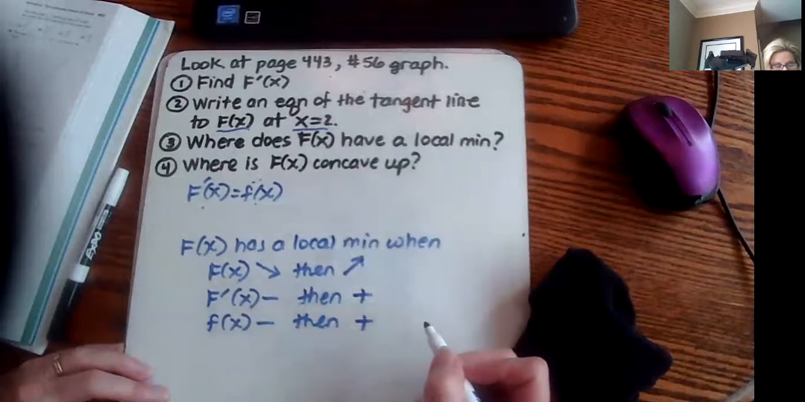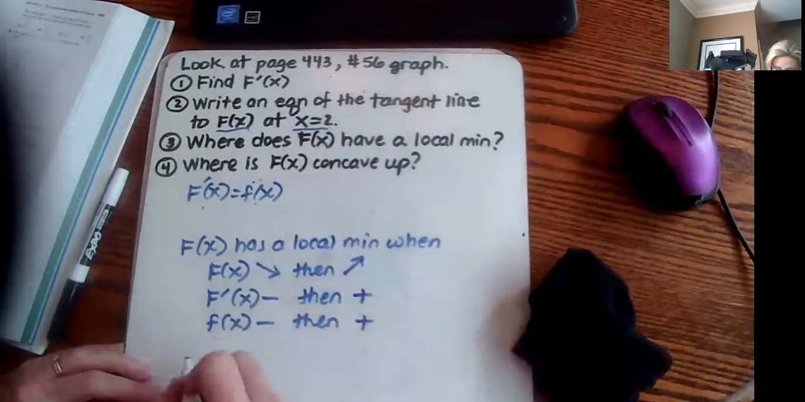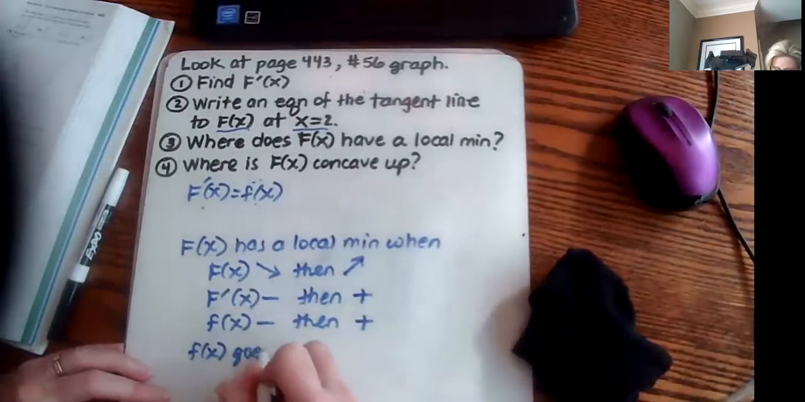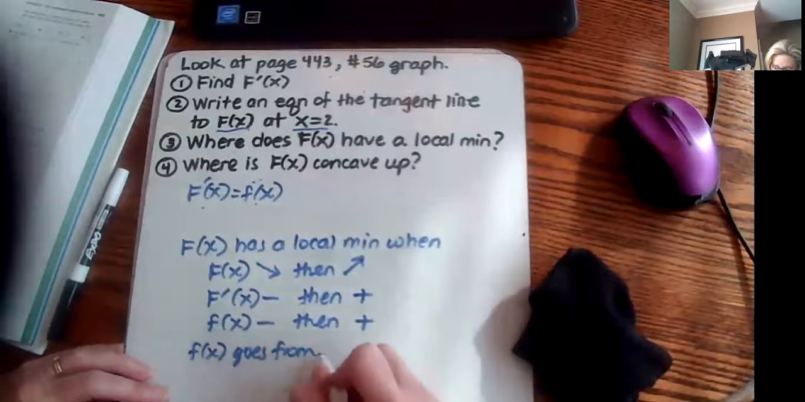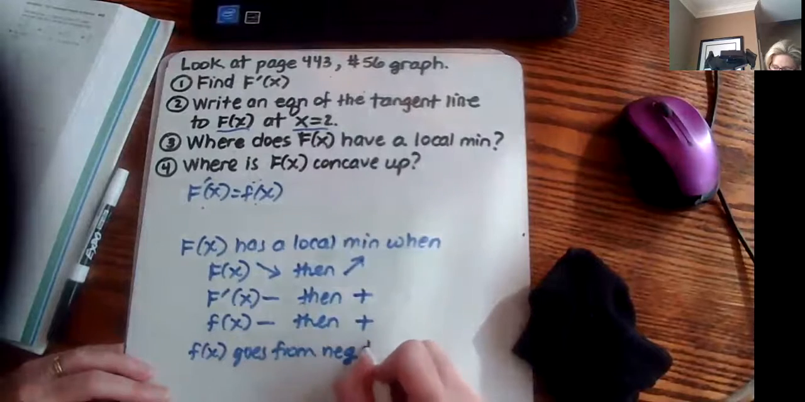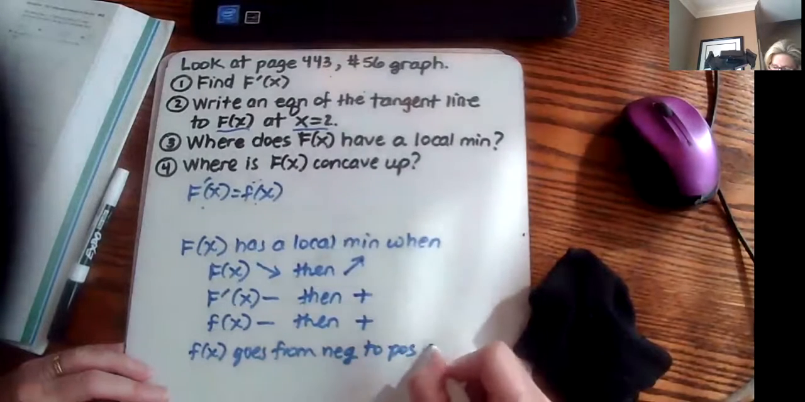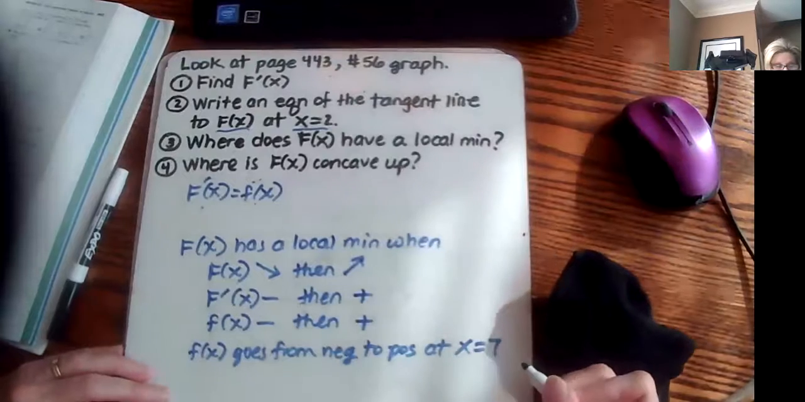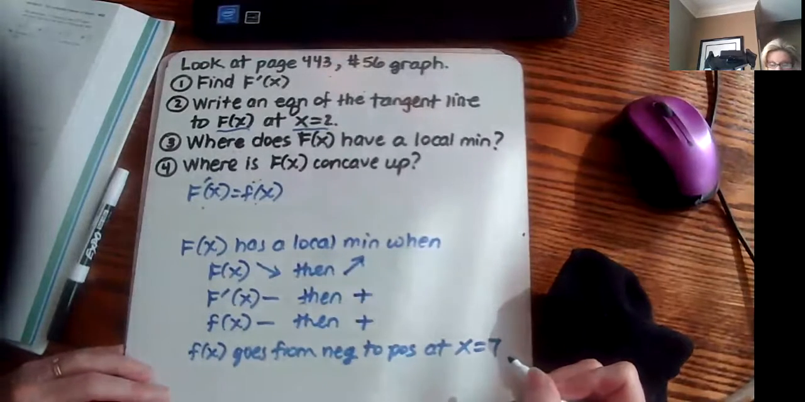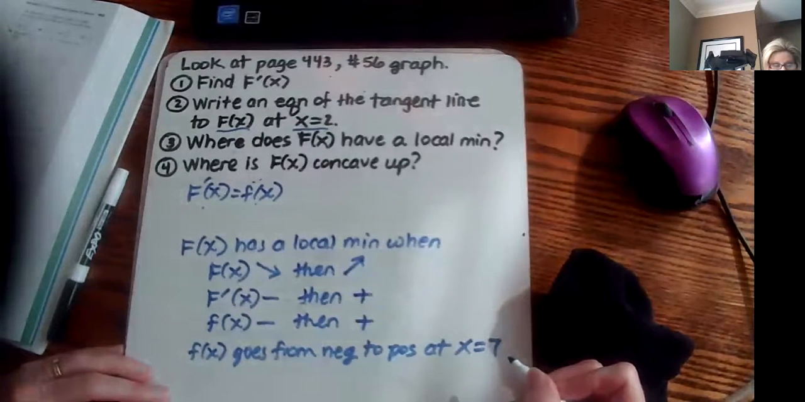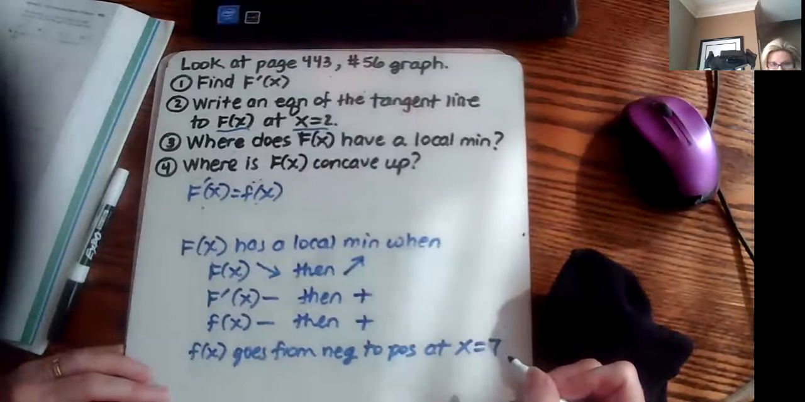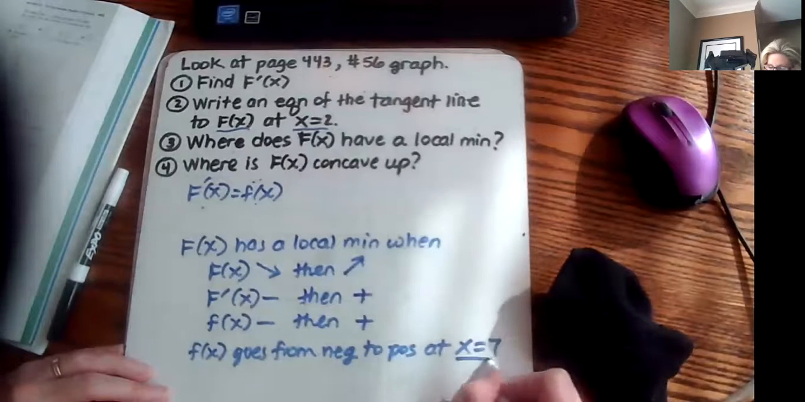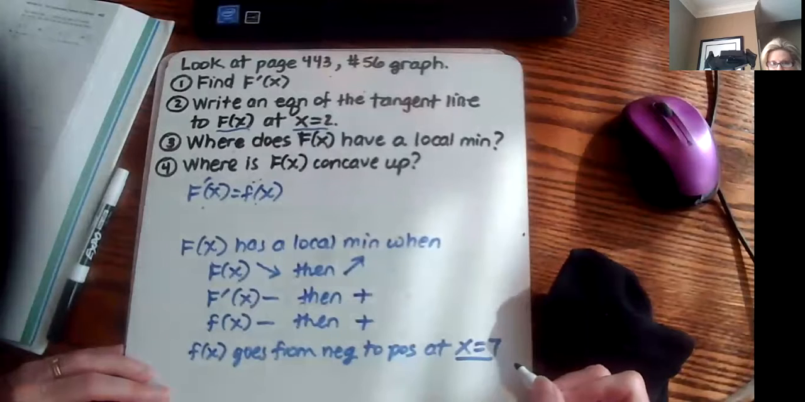So if you'll look at your book, I see that little f of x's graph goes from negative to positive at x equals 7, because I see that at 7, 0, there's a root, and the graph is going from below the x-axis to above the x-axis. So capital F of x has a local min at x equals 7.